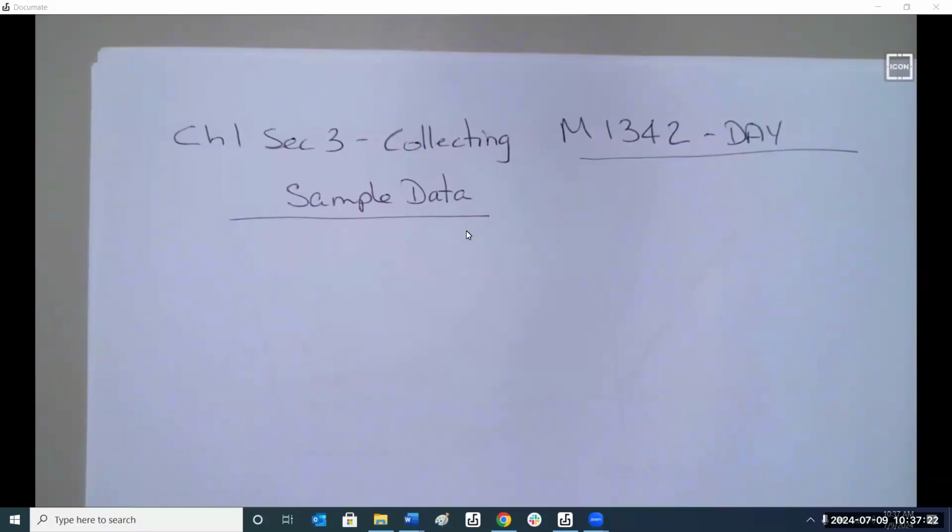All right, this one we're talking about collecting sample data. The reason it's a sample is because we don't know how big the population is going to be. It's just maybe too big for it.